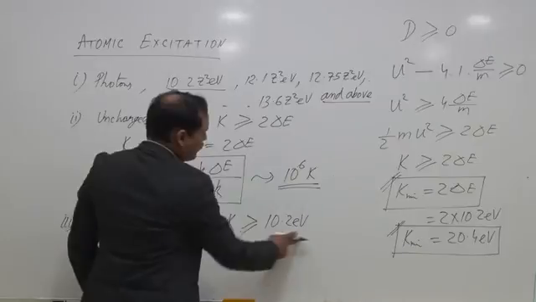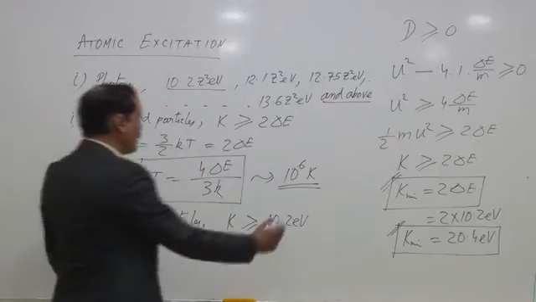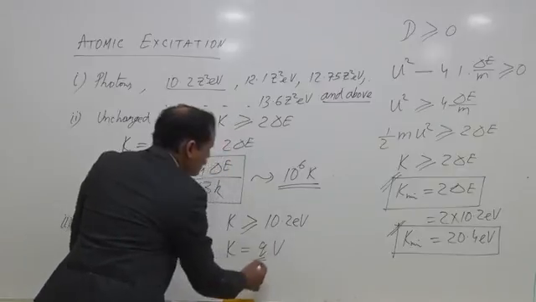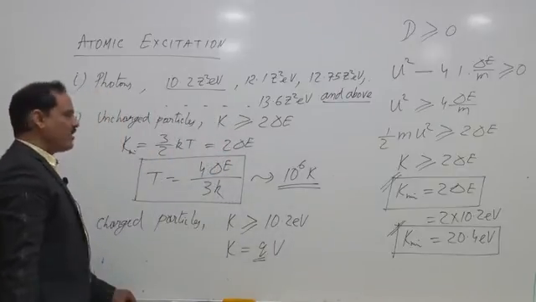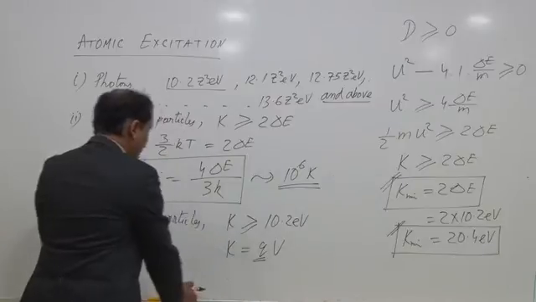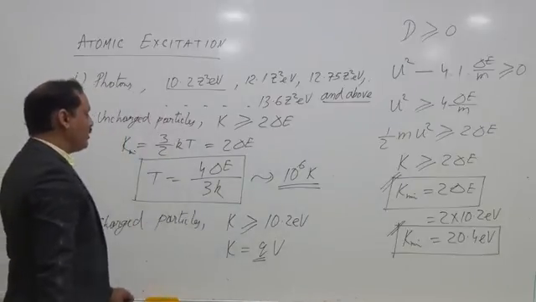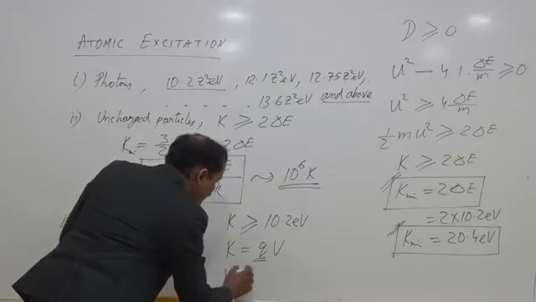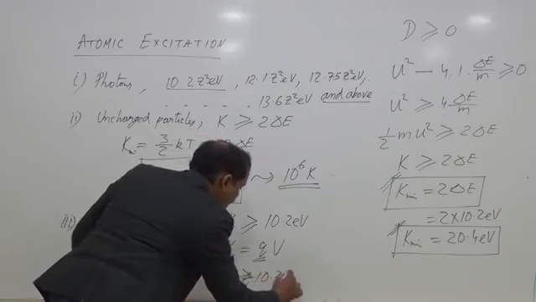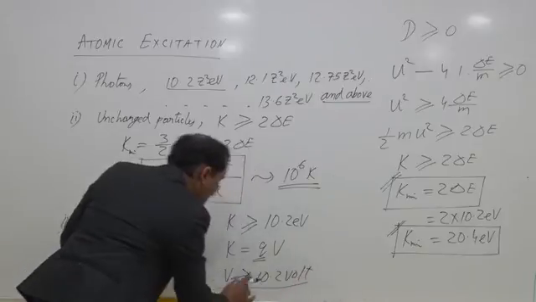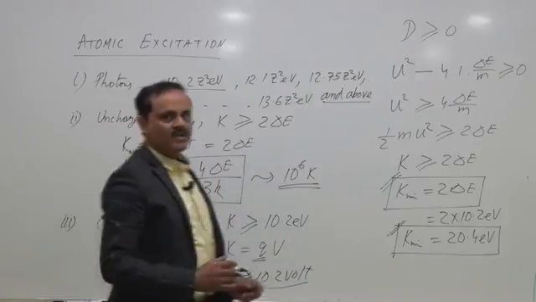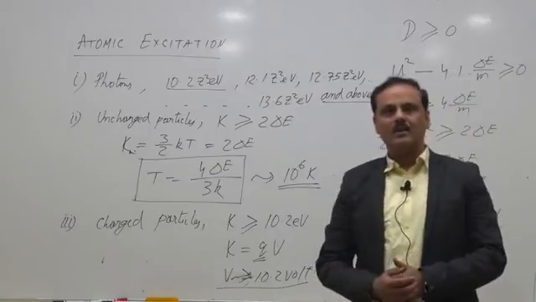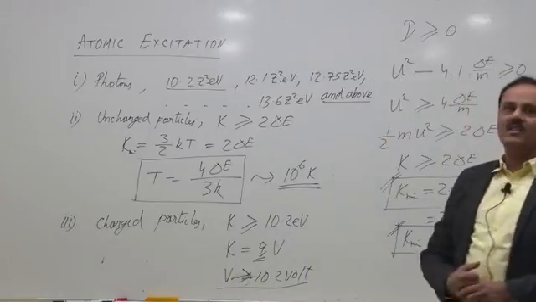And how could an electron get this much kinetic energy? We know kinetic energy is equal to Q into V. So, the charge of the electron is e. So, for atomic excitation with a charged particle, the voltage needed V is greater than or equal to, you can say, 10.2 volt. With this potential difference we can accelerate the charged particle and give it sufficient energy.